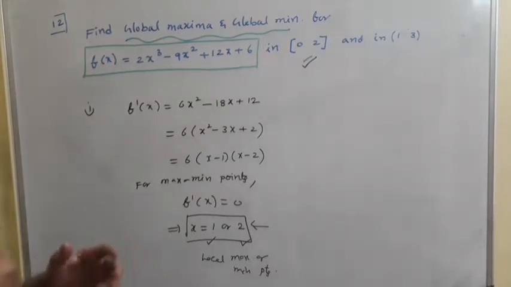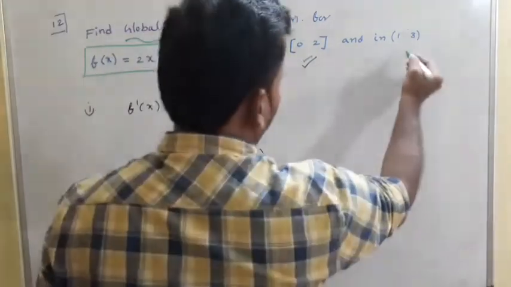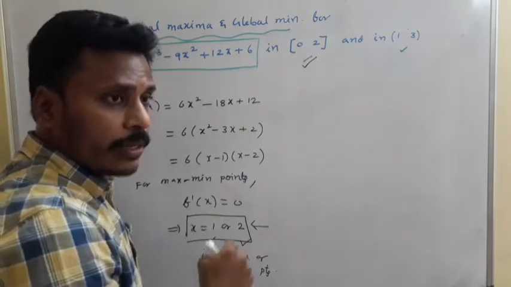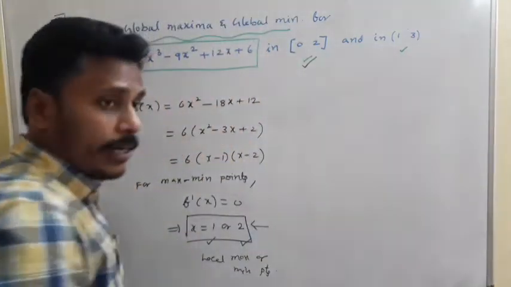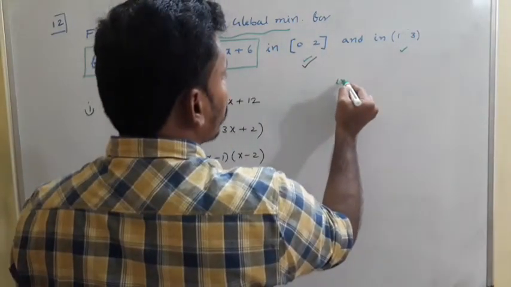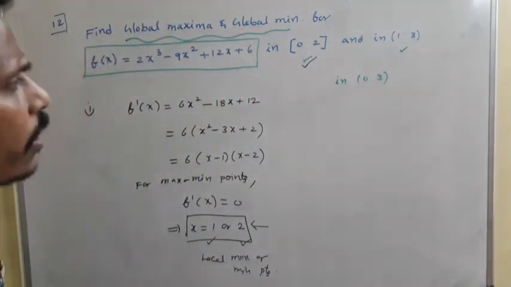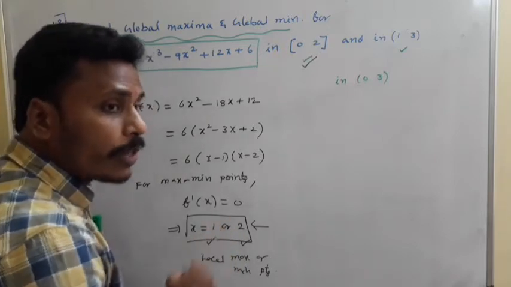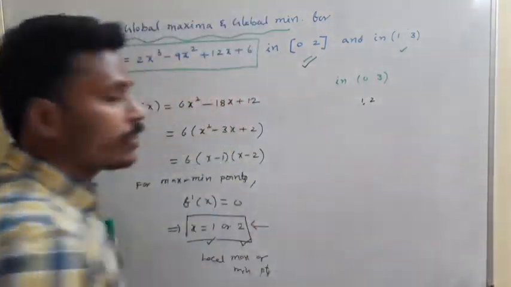Then, to find the global maxima and global minima in the interval 1 to 3, just have a look. The interval 0 to 2 is a closed interval. There 0 and 2 are included in our discussion, but this interval is an open interval, 1 to 3, where the end points are excluded. So now I am going to discuss the global maxima and global minima in the interval 0 to 3. In the interval 0 to 3 we have the points 1 and 2, both the points are included.